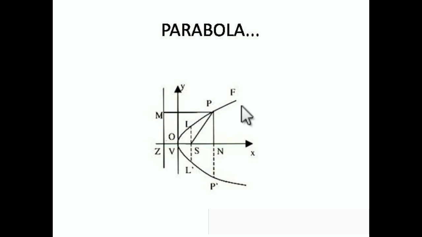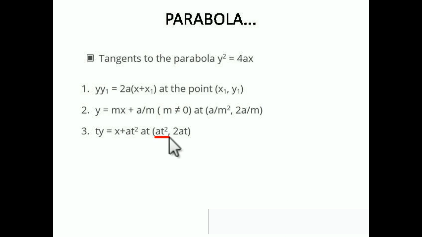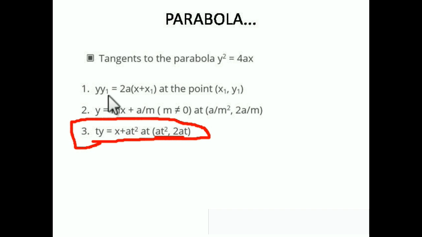For that, the point must be (at², 2at). Why? Because these are the parametric equations for the parabola. And if we take (at², 2at), then the equation becomes ty = x + at². This is a very important equation. I just put the values of y1 and x1 in the equation, and I get this. So remember this particular equation, y y1 = 2a(x + x1). If you don't know the point, then take the point (at², 2at).